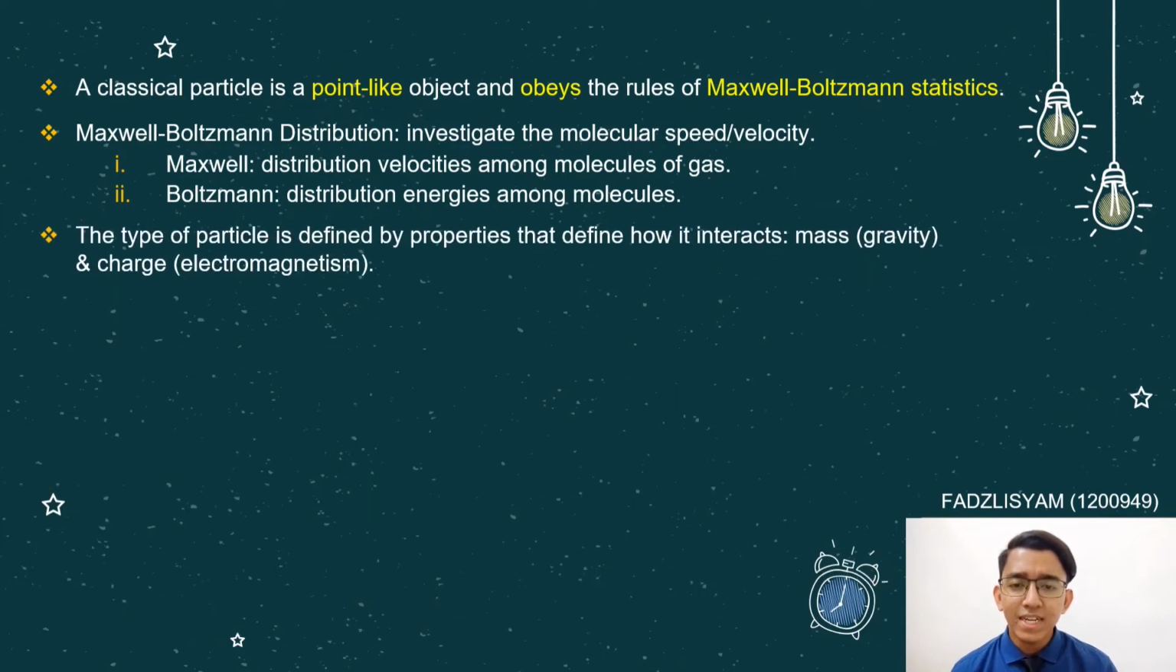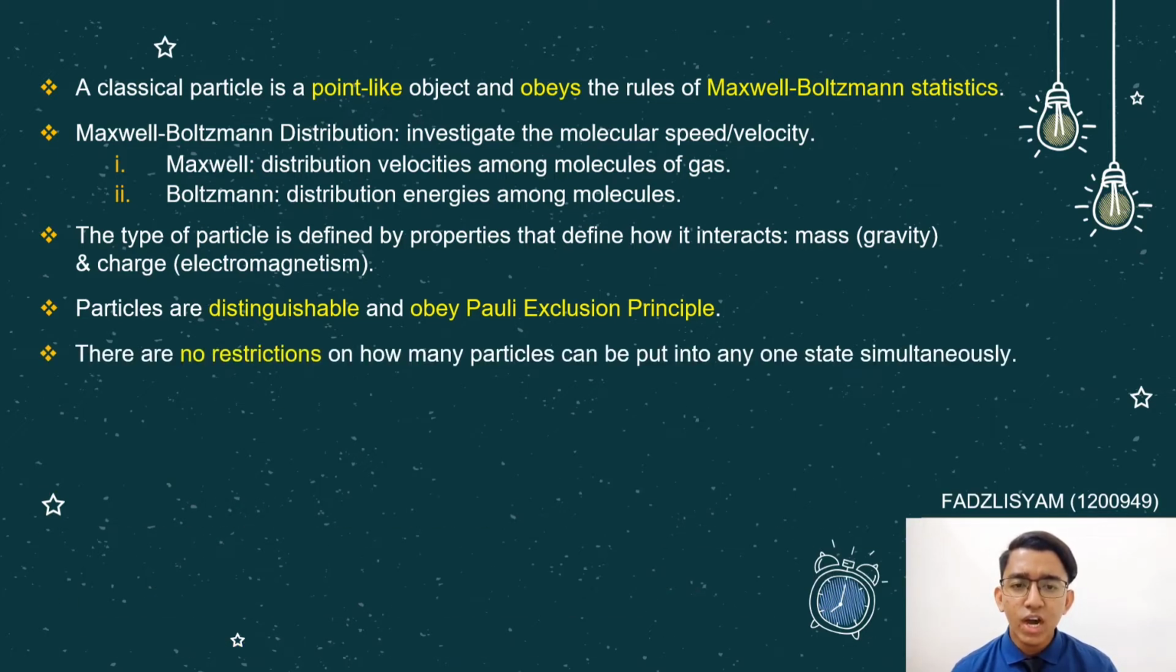The type of particle is defined by properties that determine how it interacts, like mass and gravity, and charge and electromagnetism. Next, the particles are distinguishable and do not obey the Pauli exclusion principle. There are no restrictions on how many particles can be put into any one state simultaneously. Any number of particles can be in any state.